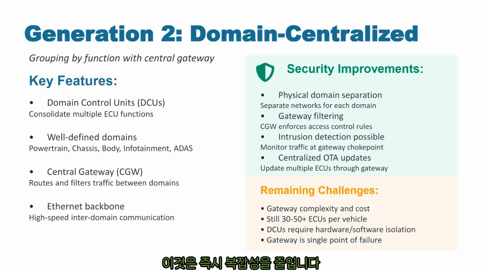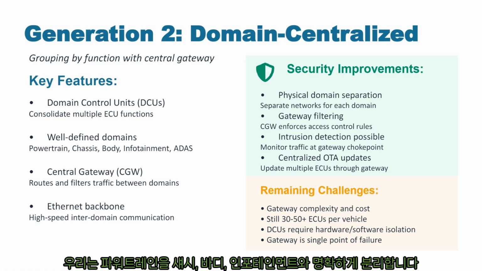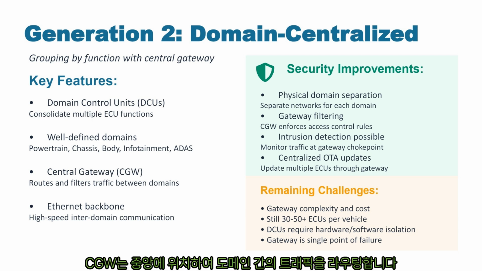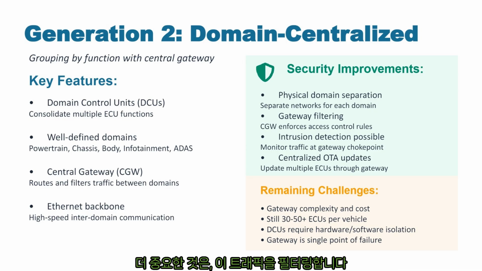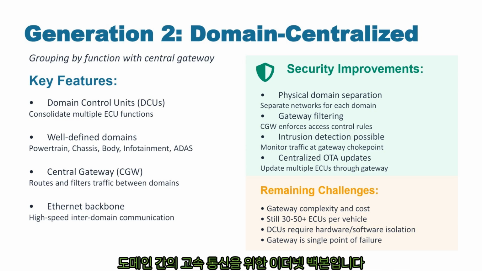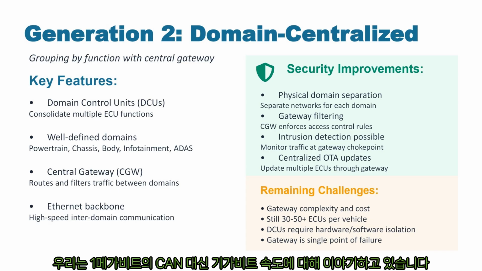This immediately reduces complexity. Well-defined domains. We clearly separate powertrain from chassis, from body, from infotainment. Each domain has its own network. Central gateway. And this is the game changer. The CGW sits in the middle and routes traffic between domains. More importantly, it filters that traffic. It enforces rules like the infotainment domain cannot send messages to the chassis domain. Ethernet backbone for high-speed communication between domains. We're talking gigabit speeds instead of the 1 megabit of CAN.